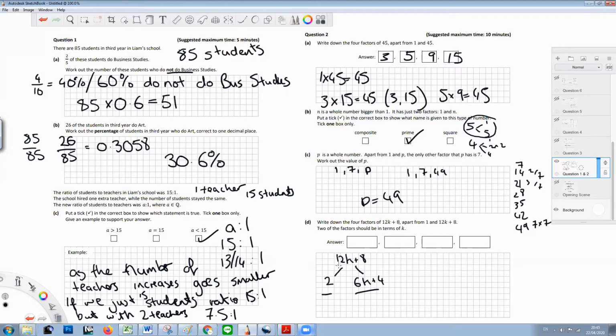Now, if I divide it by 3, 3 is not really going to go in because it will go into the 12k part, but it won't go into the 8. If I divide it by 4, that's going to work too, because I'm going to get 4, and I'm going to get 3k plus 2. So there are my factors. So I just write them in. 6k rather.